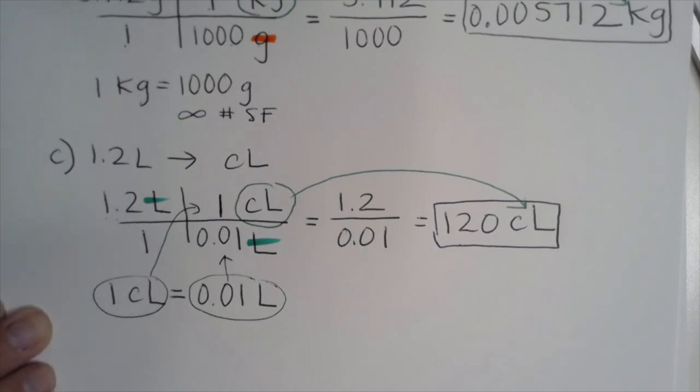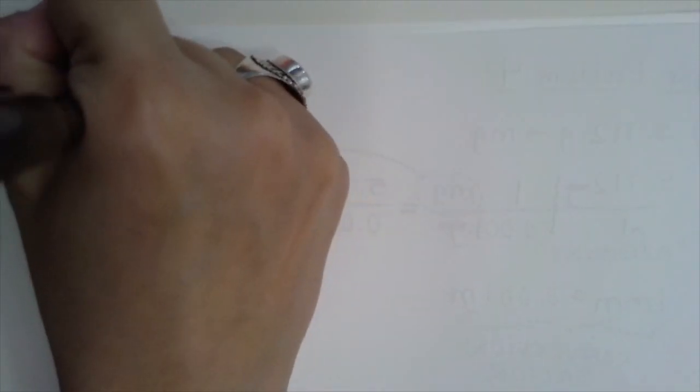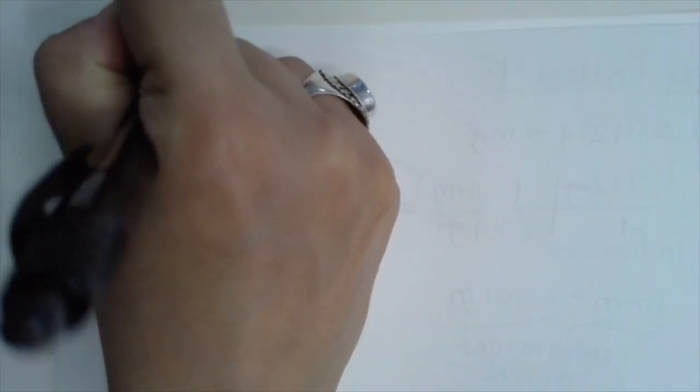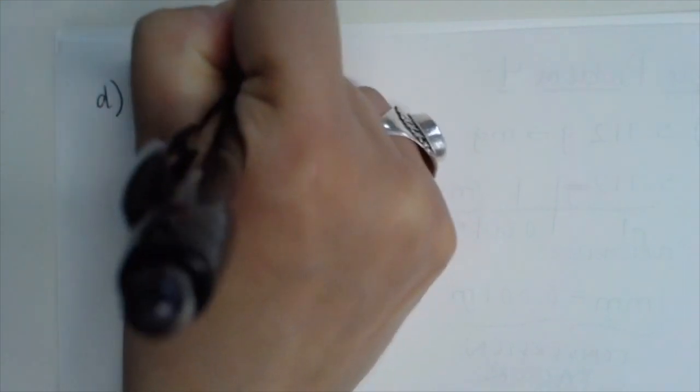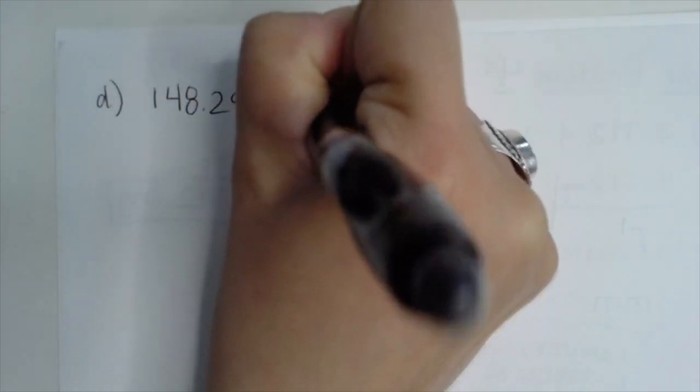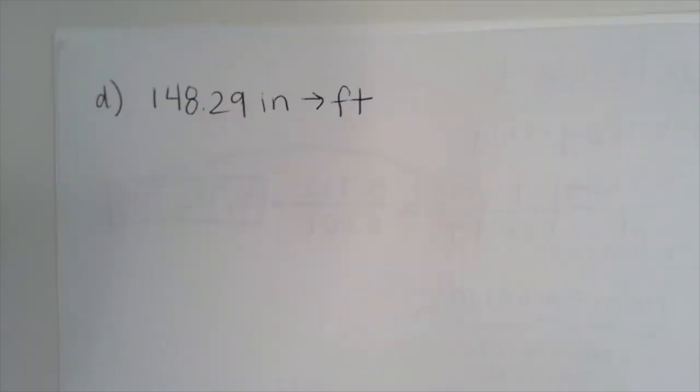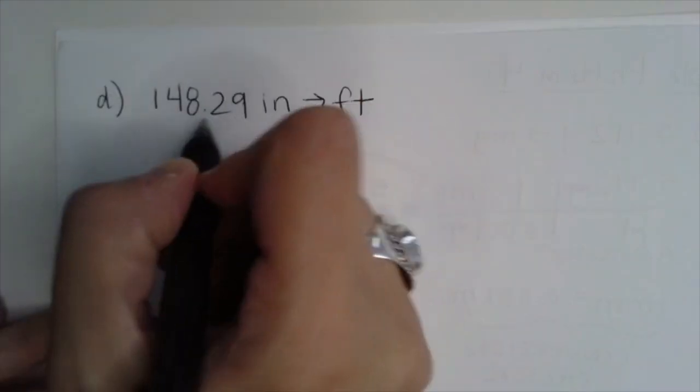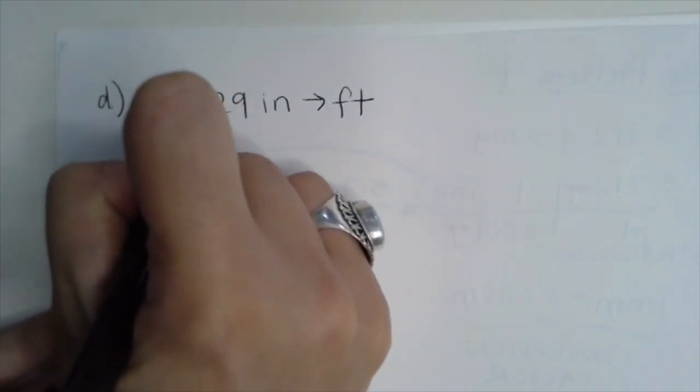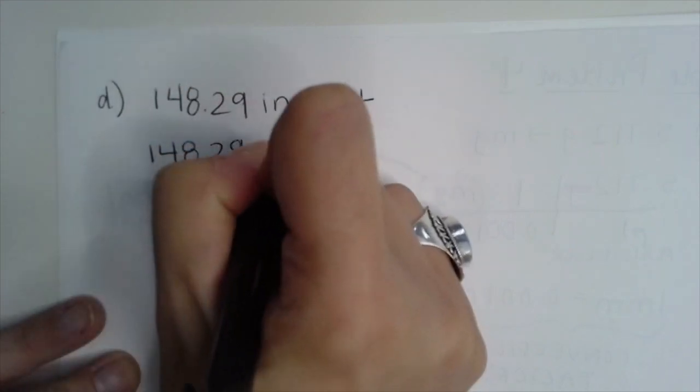Let's try D. So D is a problem that is not in the metric system. So let's go ahead and do this one. D says express a length of 148.29 inches to feet. Not the metric system, so you don't even have to look at that paper or that chart. We're always going to start off with what I want to convert. 148.29 inches.